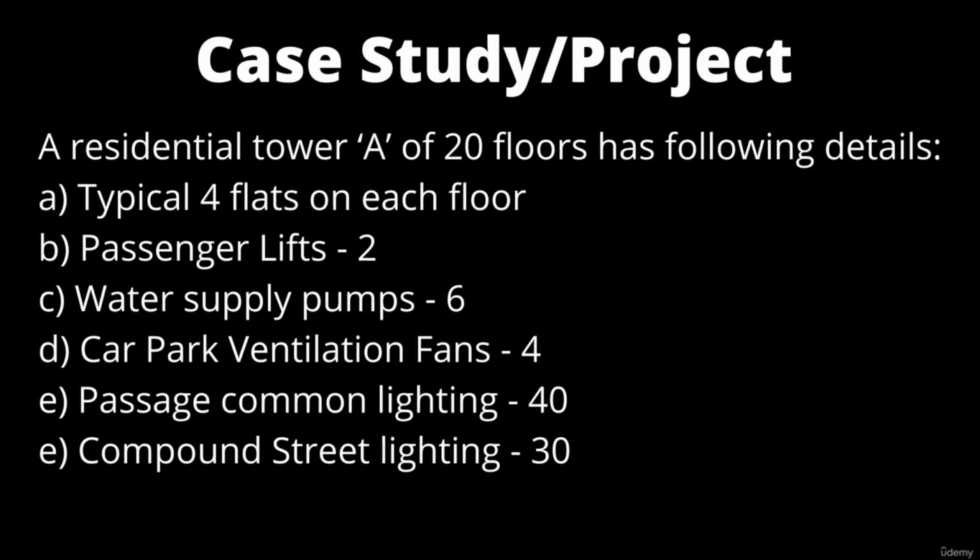Next is compound street lighting. Each tower has a compound, so we must calculate the total electrical load required for the compound street lighting. That is also considerable. Each compound light is 30 watts, so we will take the compound street lighting into consideration also. So finally we need to find our total load for the tower in kilowatts.